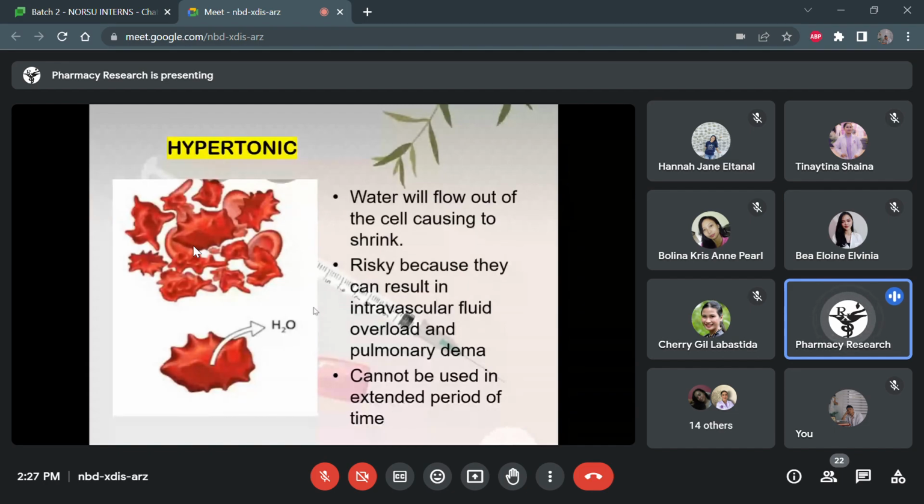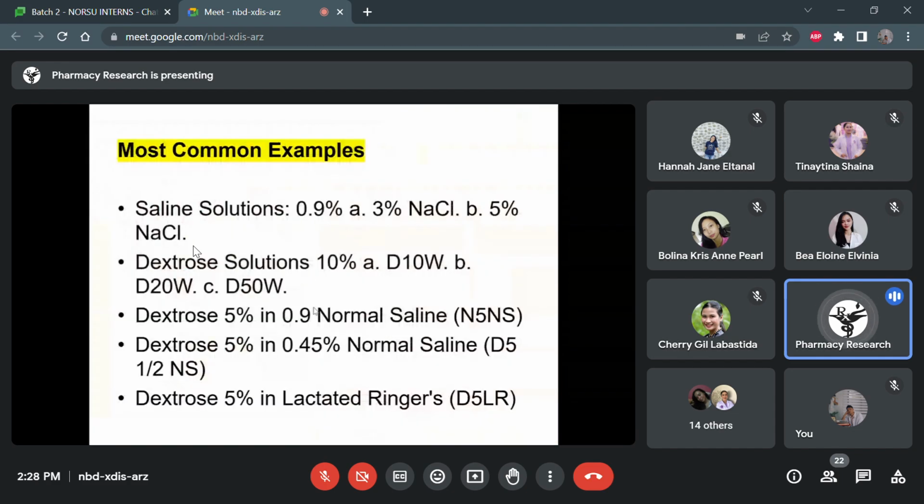Hypertonic solutions must be monitored in patients with COPD and pulmonary edema, since they can increase the fluids in the intravascular space. It can be used, and doctors usually order hypertonic, but it cannot be used for an extended period of time. There is a chance it can cause or exacerbate pulmonary edema in the patient, and it can cause fluid overload. Those are the most common examples of hypertonic saline solution.